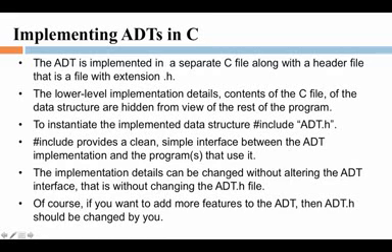What does the C file contain? The C file contains all the implementation details associated with the abstract data type that you are implementing. For example, the definitions of the functions, and the algorithms that you have implemented inside the functions, all these will be in the C file.